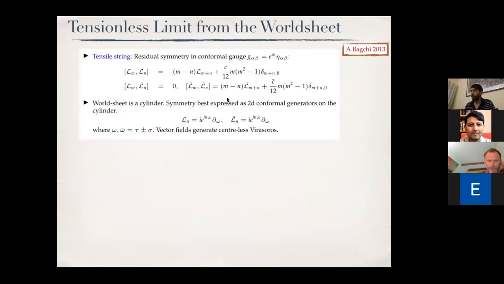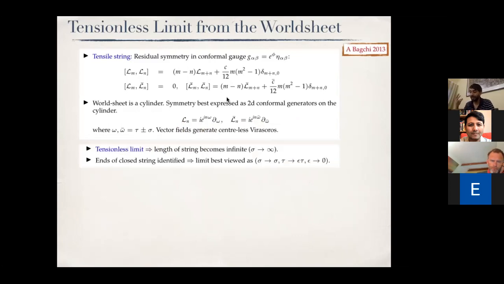If you look at the residual symmetry of the tensile string in the conformal gauge, these are two copies of the Virasoro algebra. Now the worldsheet is a cylinder, so this symmetry is best expressed as conformal generators on the cylinder. So let's write L_n as e^{inω}∂_ω, and L̄_n as e^{inω̄}∂_ω̄.